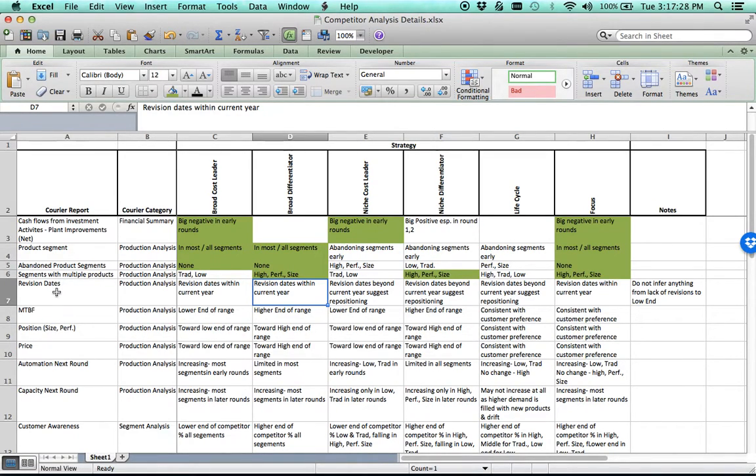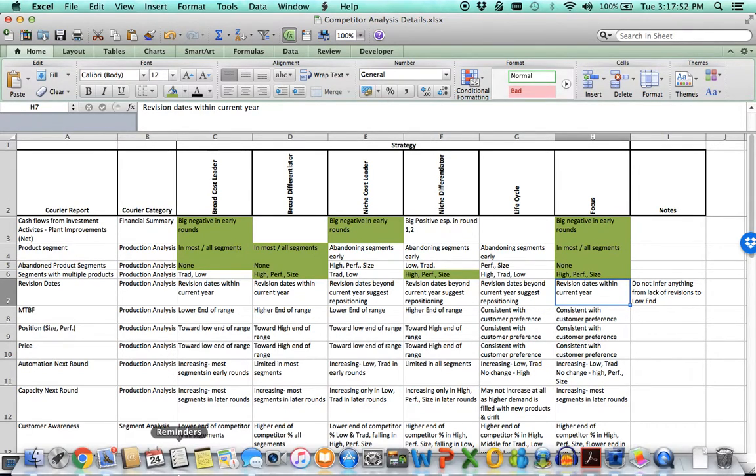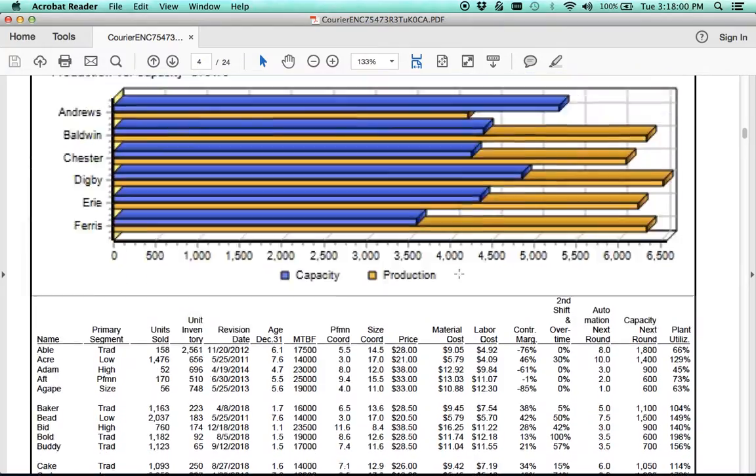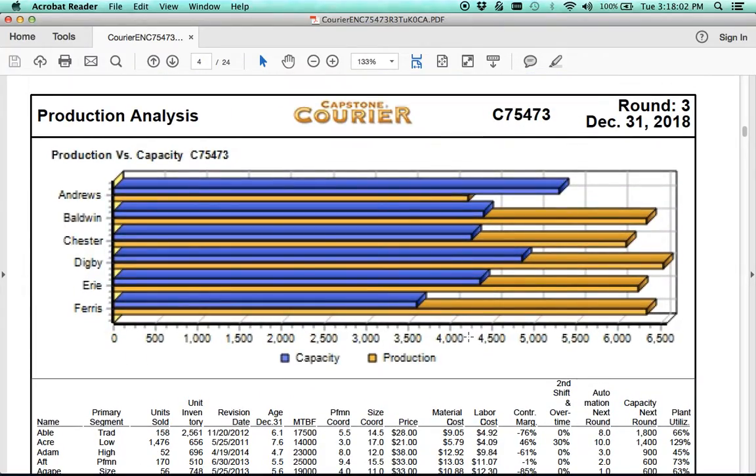Now we would look at the revision dates for their products, and what we're looking for are revisions within the current year on most products. If they're broad, revision dates beyond the current year if they're repositioning some products, significantly beyond the current year, again, repositioning, or within the current year. So let's go look and see what we got. Again, for this, the year that they're in, just so that you can check that, is 2018.